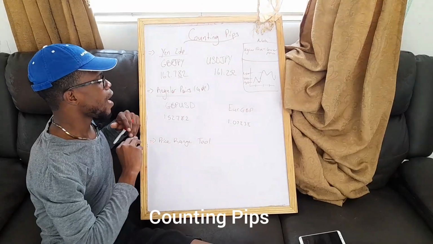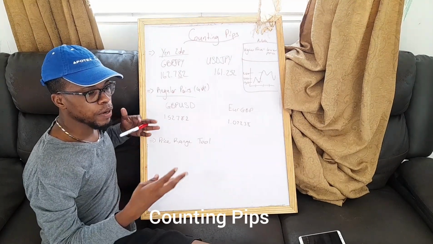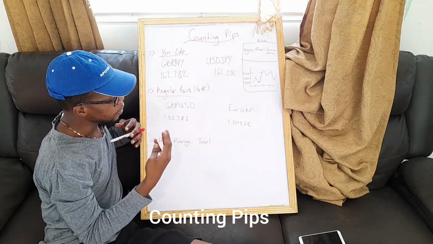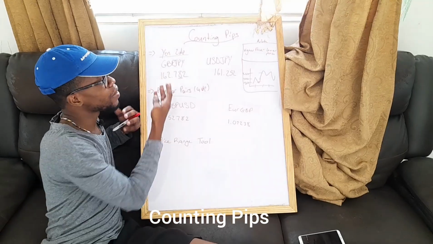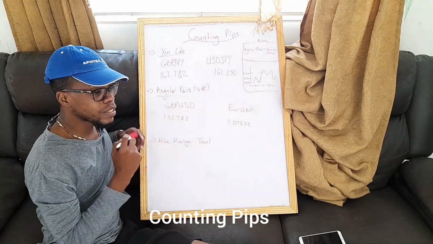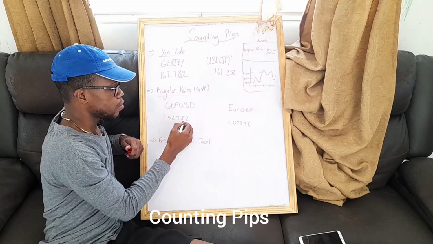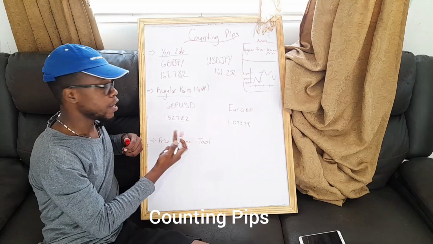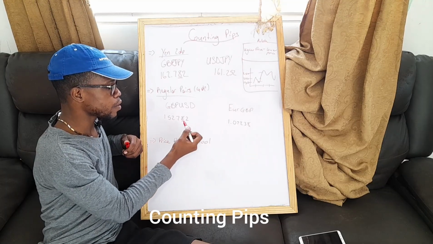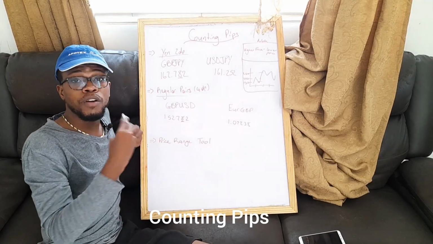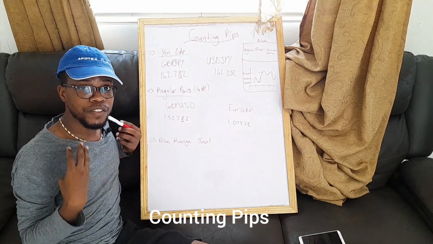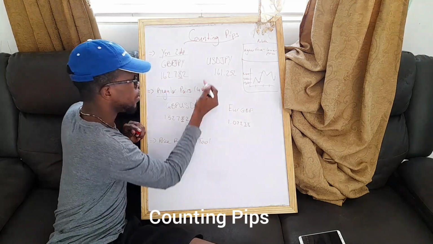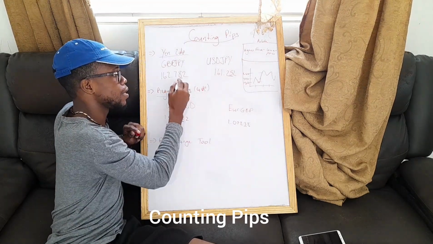Moving along from there, you have the non-yen pairs. Now the non-yen pairs, you will see 5 values after the decimal point. The last value, just like the yen pair, is still the pipette, and we're still focusing on the second to last value, or you can call it the 4th value from the decimal point, 1, 2, 3, 4. It's always the second to last value. The 5 right here is second to last, and the 8 is second to last value.